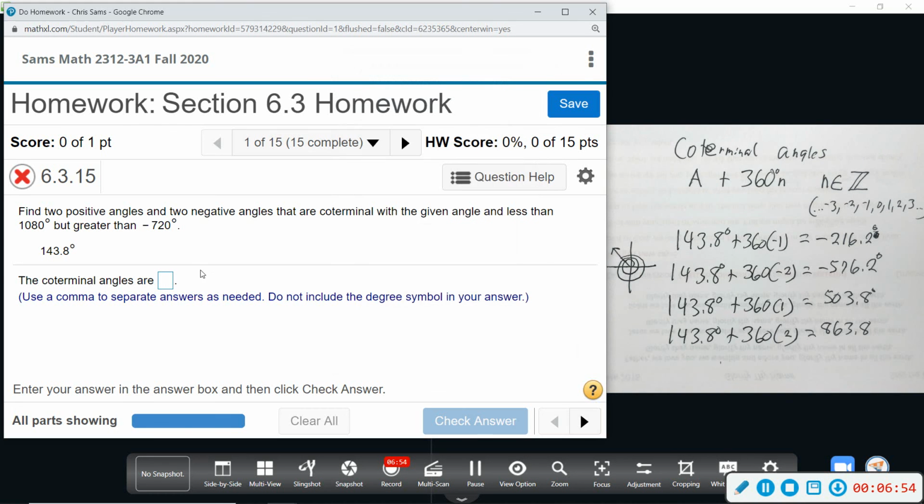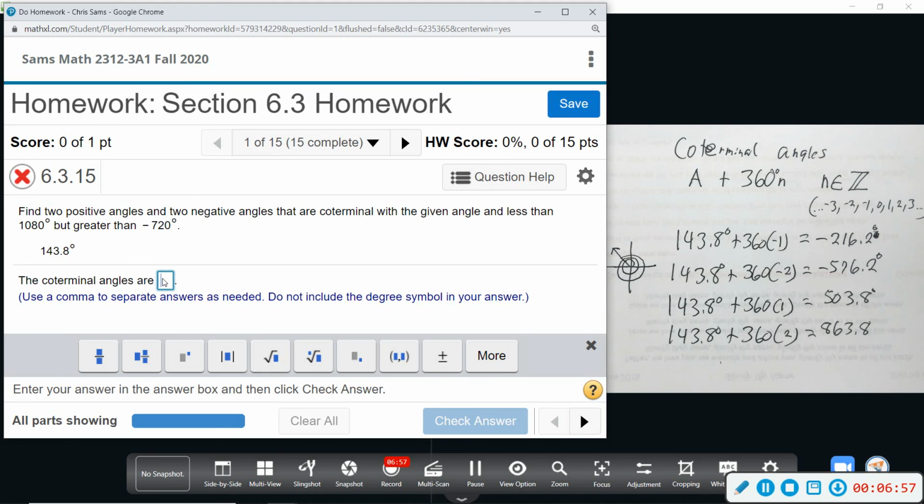So I'm going to insert those coterminal angles, and it doesn't matter what order you put them in. Negative 216.2, comma, negative 576.2, comma, 503.8, comma, 863.8. Look at all these: negative 216.2, negative 576.2, 503.8. Okay, looks good.